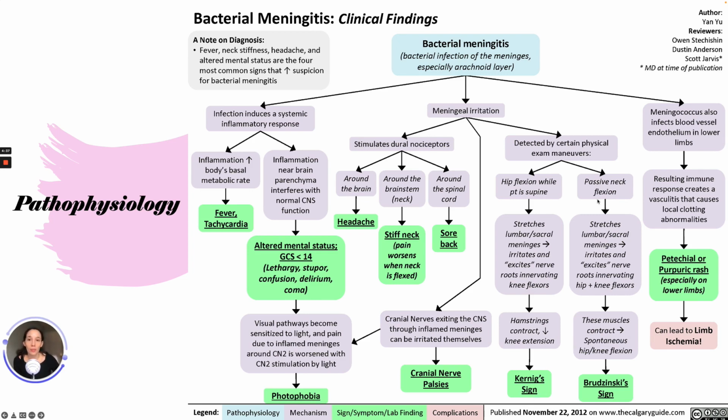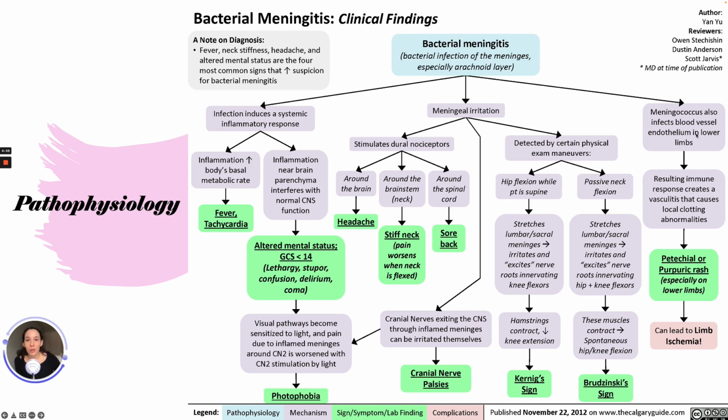And then passive neck flexion stretches the lumbosacral meninges, irritates and excites the nerve roots, and inadvertently the hip and knee flexors, and these muscles contract. We'll see spontaneous hip and knee flexion, which will be Brudzinski's sign. And again, we'll go over this in another slide.